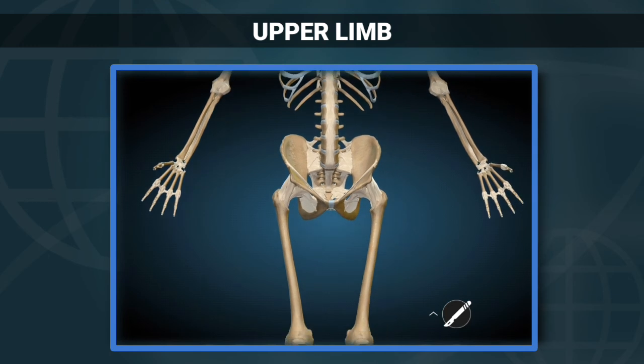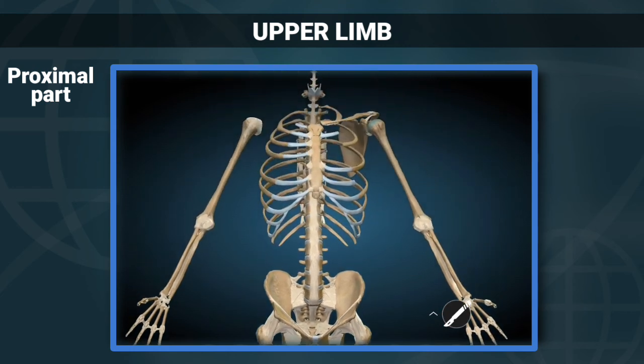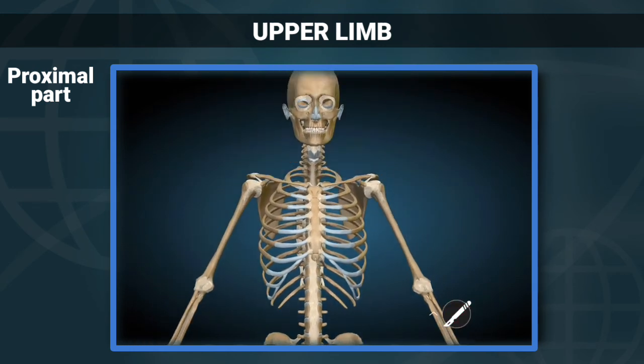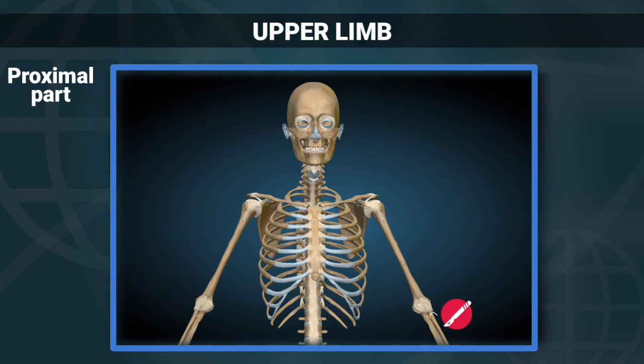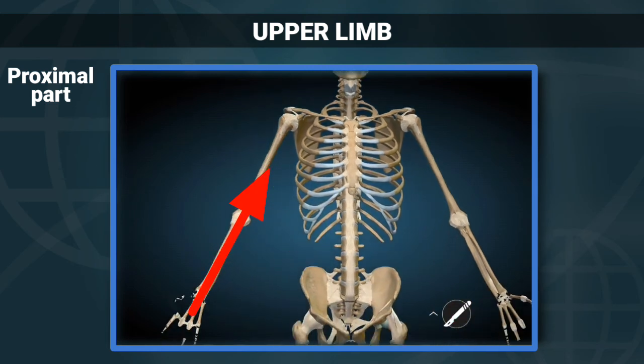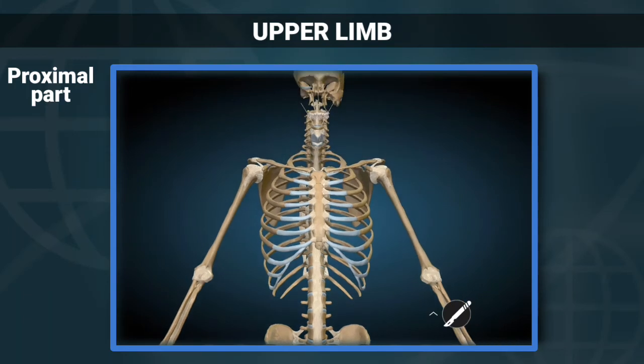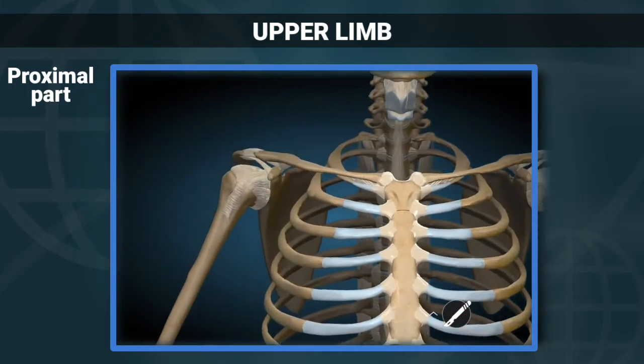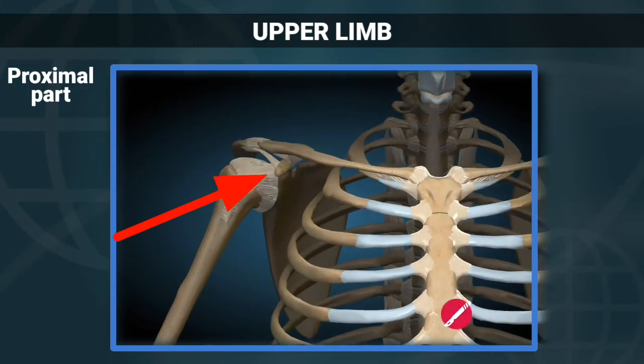Now let's discuss the proximal part. The proximal part of the upper limb is close to the root of the limb. This one is the root of the limb, as a plant is attached to the earth through its roots. Similarly, this upper limb is attached to the whole body through this region. This is called the proximal part or the root of the limb.